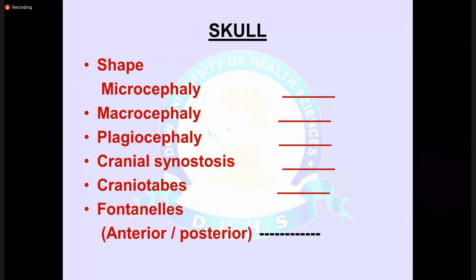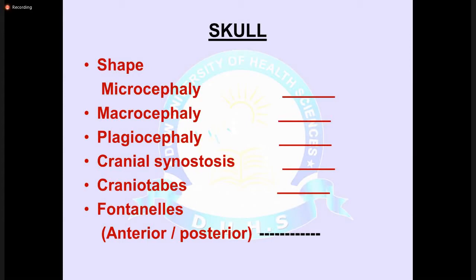And start, as I have told you early in my lecture, you should start the exam from top to toe and front to back. Look at the shape of the skull, whether it is a normal shape or the skull seems to be a smaller shape. Smaller shape skull is known as microcephaly. Large shape skull is known as macrocephaly. So it is the appropriate size or microcephaly, macrocephaly.